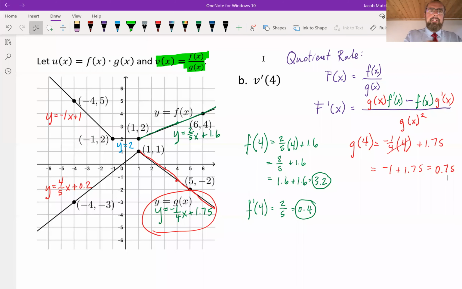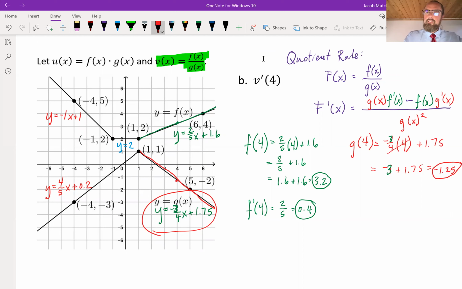Let me correct an error I'm seeing there. So I see I wrote that this is negative 1/4. It's negative 3/4. So how does that affect our calculations? Let's just track it. So that's going to be a negative 3 instead of a negative 1. And that's going to change my sum here. So negative 3 plus 1.75, that's negative 1.25.